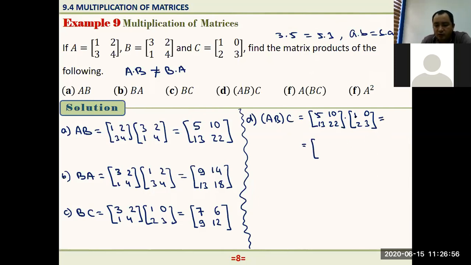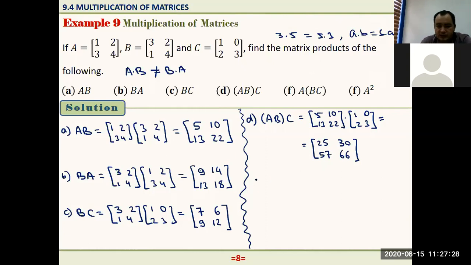so 5 times 1, 5, 10 times 2, it is 20, so here we have 25. So multiply the first row by the second column. We write here 5 times 0, 0, 10 times 3, 30. The sum is 30. Here we have 13 times 1, 13, 22 times 2, 44, 44 plus 13, that is 57. 13 times 0, 0, 22 times 3, it is 66.